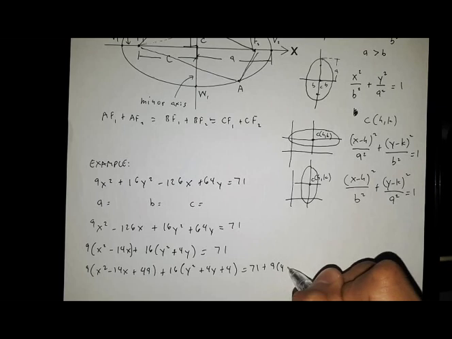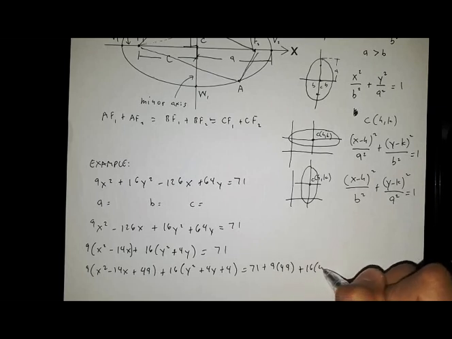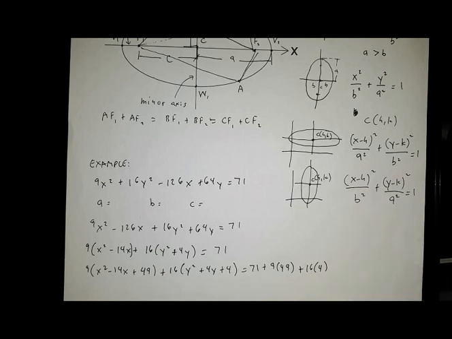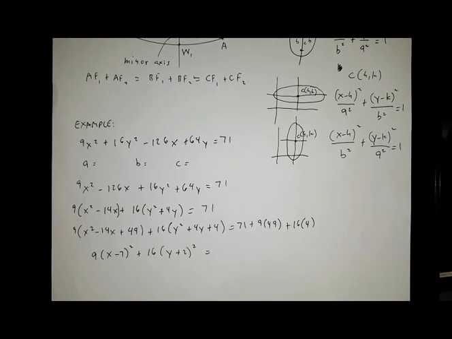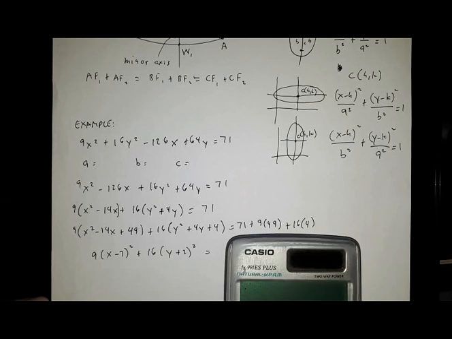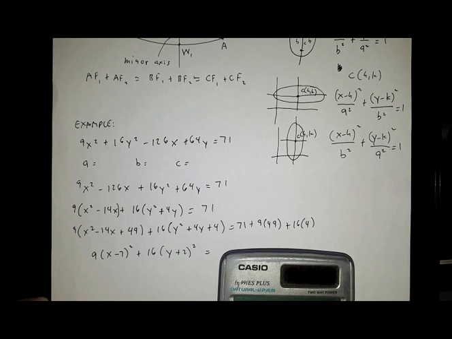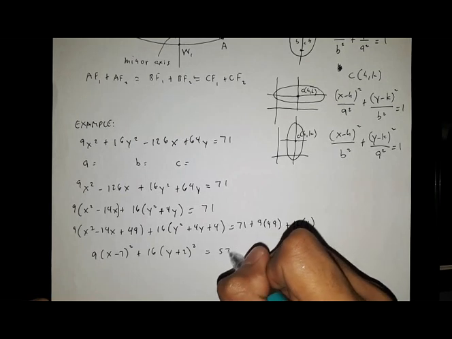So what you do on the left side, you will also perform on the right side. So we have 9 times 49 plus 16 times 4. Simplifying, we have 9 times x minus 7 squared plus 16 times y plus 2 squared equals 71 plus 9 times 49 plus 16 times 4, we have 576.